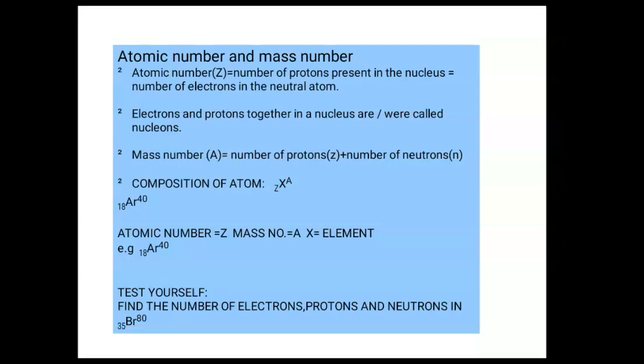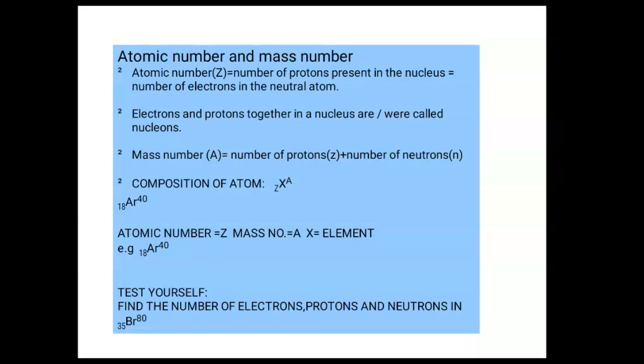And remember, the number of protons are always equal to the number of electrons in a neutral atom, but not in the ionic species. Now the second thing is mass number. Mass number is defined as the sum of number of protons and neutrons present in the nucleus of an atom. So mass number is protons plus neutrons. Protons means atomic number, that is Z. So mass number A is equal to Z plus N, that is protons plus neutrons.